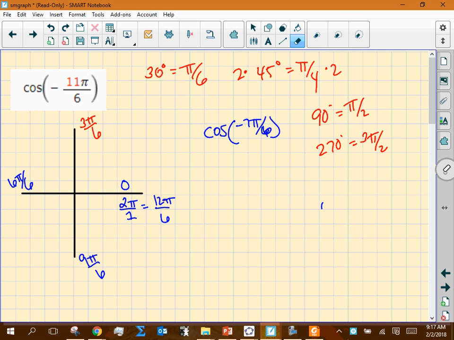Okay. Now, let's actually do it this way. I said I wanted to do this one, which we will. Let's do this one first. Let's do positive 7 pi over 6. See how we can address that one. Cosine of 7 pi over 6.